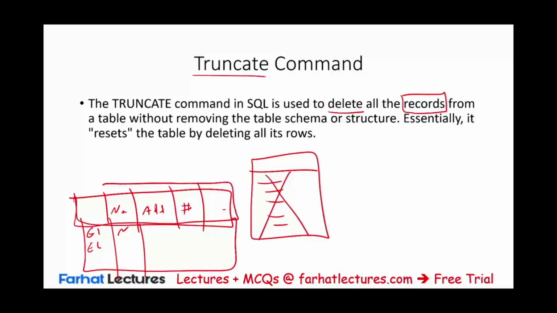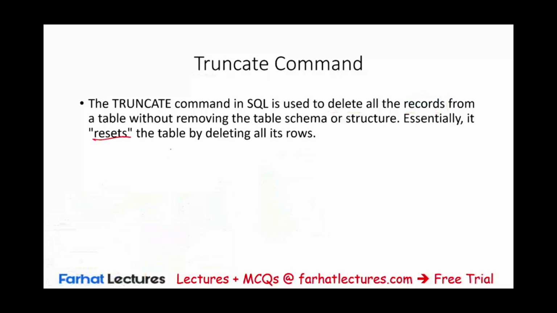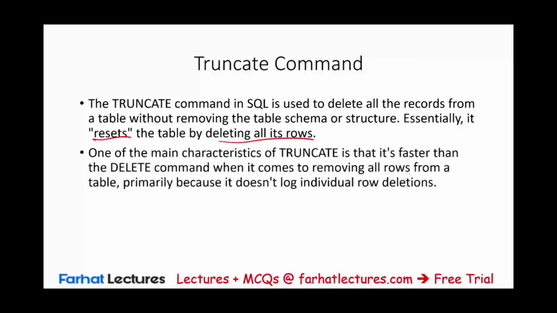So the table will stay, but all the records will go away. It's essentially what it does: it resets the table by deleting all the rows. So it just keeps the table clean, starting from zero in that sense. One of the main characteristics of the truncate is that it's faster than the delete command when it comes to removing all the rows from a table. So simply put, rather than removing each row, you could just truncate the whole thing, because it does not log individual row deletion.